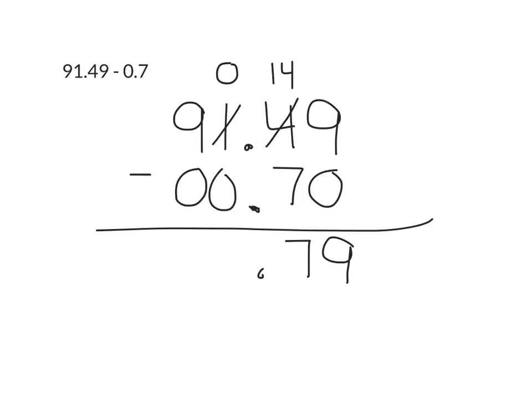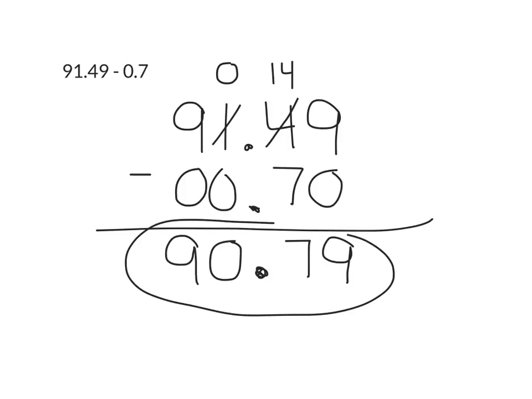I bring my decimal point down. 0 minus 0 remains 0. And 9 minus 0 is 9. So this answer is 90 and 79/100.